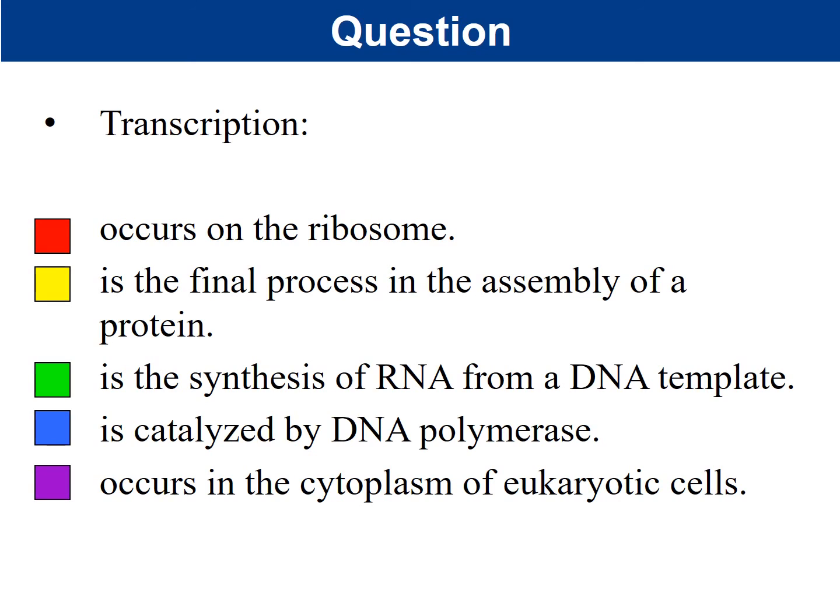That's because in eukaryotic cells, transcription takes place in the nucleus because that's where the DNA is found. If that had said transcription occurs in the cytoplasm of prokaryotic cells, then purple would have also been true. But because it says eukaryotic cells, that then makes the statement false, because transcription doesn't occur in the cytoplasm of eukaryotic cells.